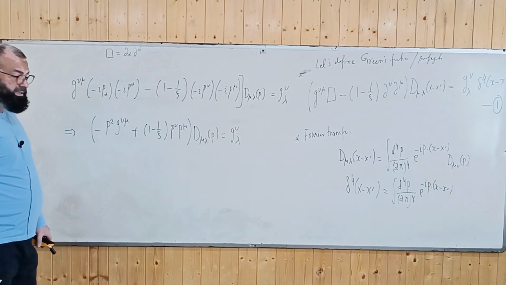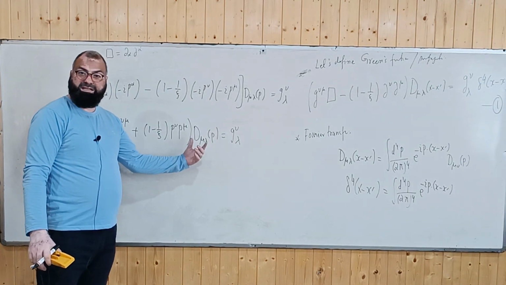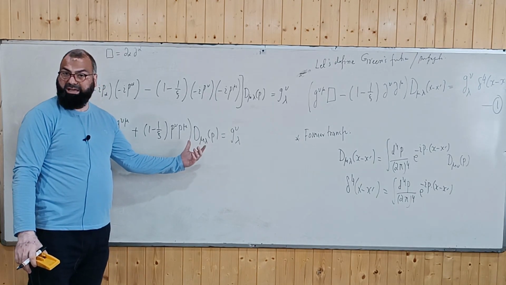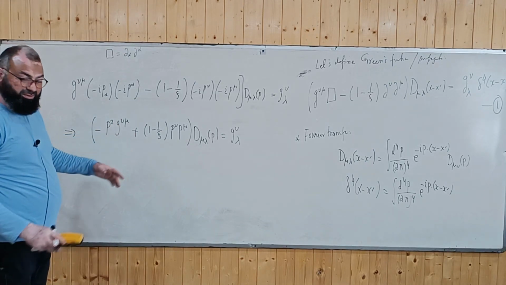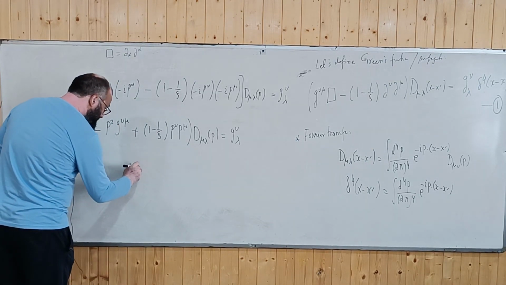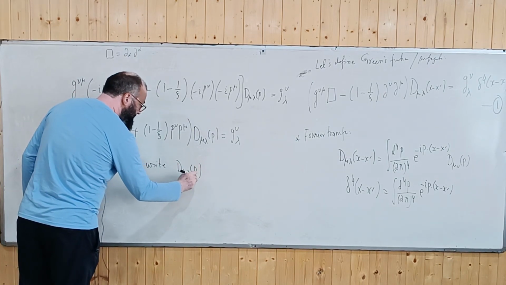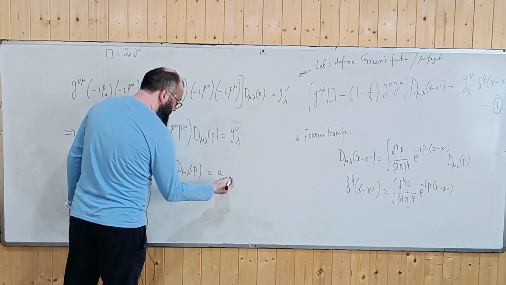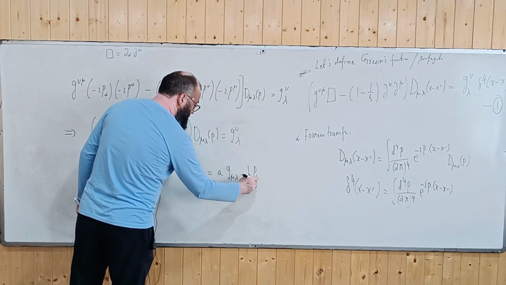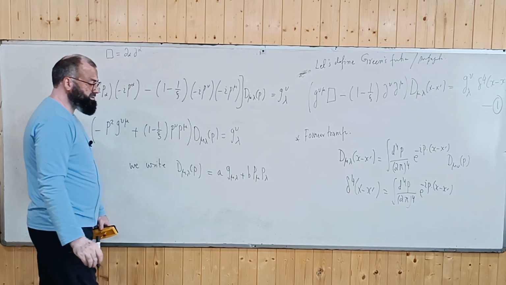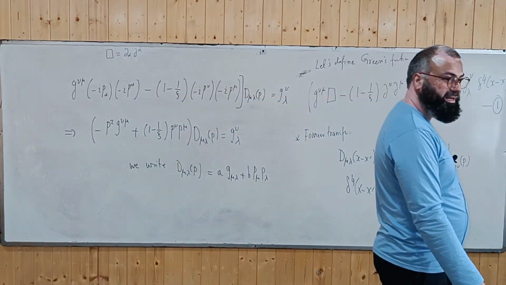Okay, so now you are having this D mu lambda. It's what, a rank 2 tensor. So we can write, and this will depend on the p squared term. Last time I have already told this in the last lecture. So we write D mu lambda as a g mu lambda plus b p mu p lambda. This is the general form of D. We need to figure out what a and b are.